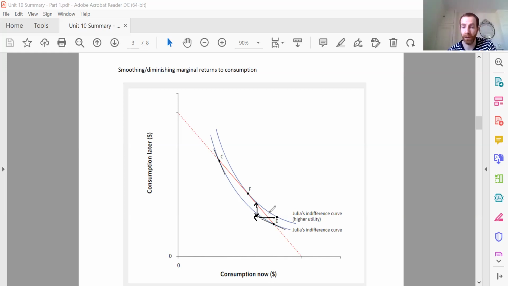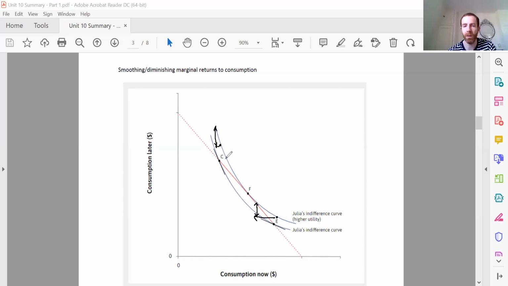The shallowness here shows us they'd be willing to sacrifice a lot of consumption now to get a little bit later on. And when we're over here, at this extreme where it's very steep, that corresponds to not having so much consumption right now. Why is this getting steeper? If a person does not have that much consumption now, and you ask them to reduce it even further, for them to be indifferent they would need a big increase in consumption later on to convince them to do that.